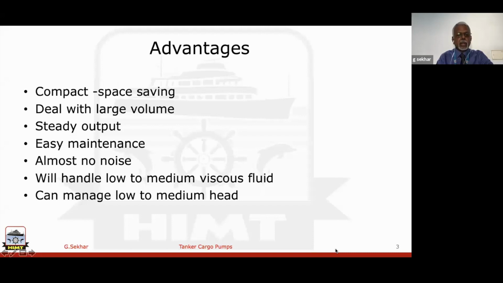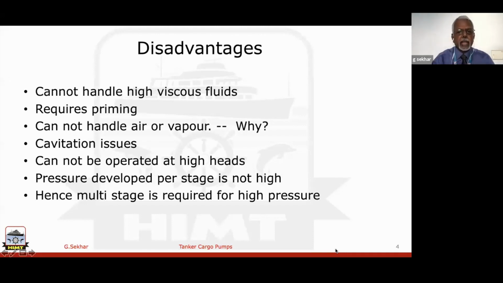The disadvantage, if you see, is that it cannot handle air or vapor. In chemical tankers, we always look at pumps like Framo pumps or Marflex pumps, and this type of pumps are what we call submerged cargo pumps.